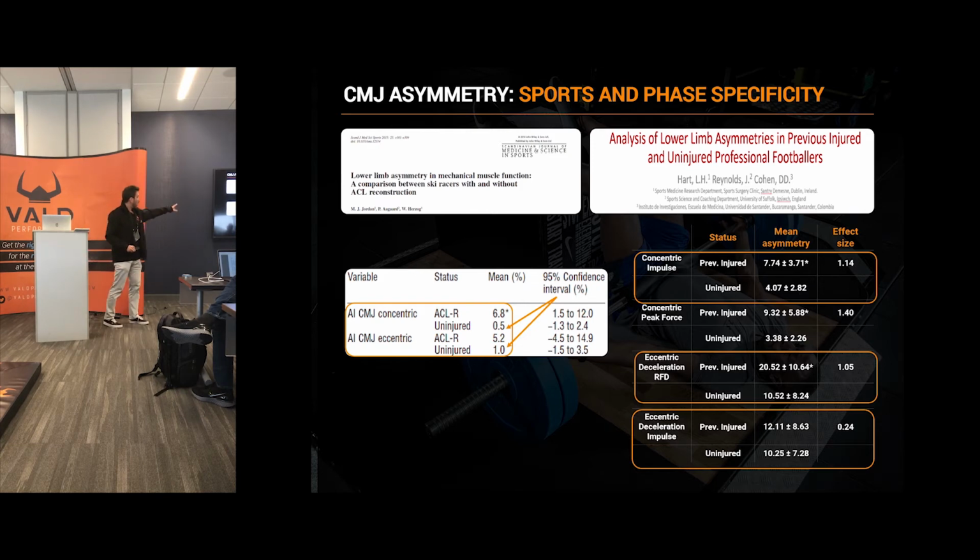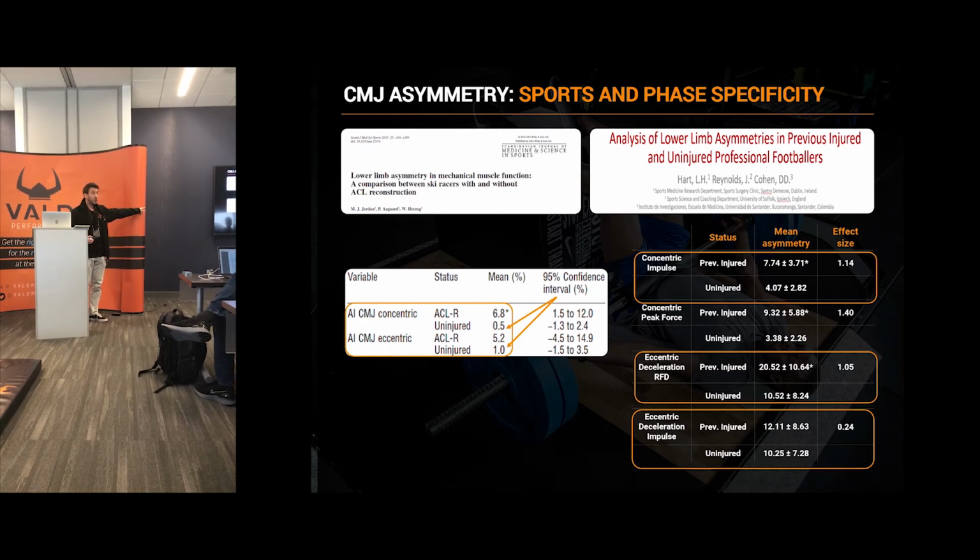The other thing I wanted to highlight is that you've got two metrics in the same phase. One is eccentric decel impulse, and the other is eccentric decel RFD: same phase, different way of measuring that phase, very different profile of asymmetry in the injured players. Decel RFD has an effect size of 1.05, a large effect size difference between those who had not had an injury and those that had. The numbers are 20.5 and 10.5. Impulse-wise, the uninjured are also 10%, but the injured were only 12, so a non-significant difference. So as much as you talked about eccentric decel impulse as a performance metric, it's not a very sensitive asymmetry metric, whereas RFD seems to be more so. Any questions?